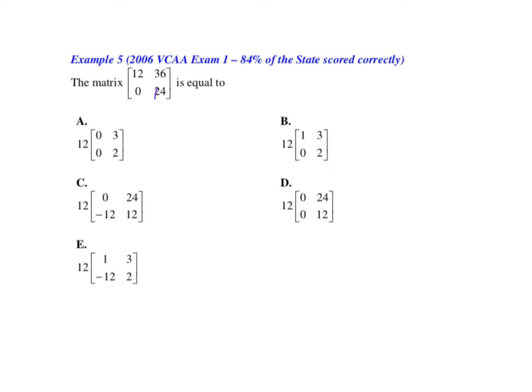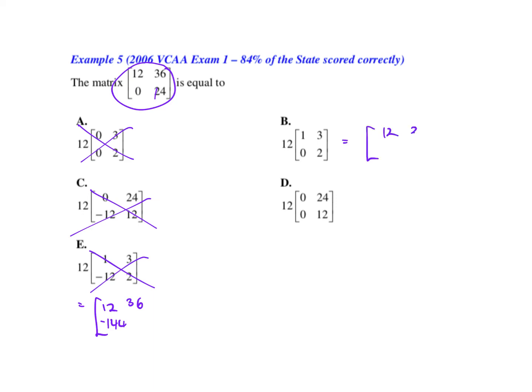Now, it says matrix is equal to. So only whatever's going to produce this matrix when you do a scalar multiplication. So 12 times 0 is going to give 0. So I'll get rid of those ones. I can quickly see that one. So 12 times, this one would work. This would be, at the start, 12. Then 12 times 3 is 36. But 12 times -2 is 144. So that one's not it. What about this one? This one would be 12, 36, 0, and 24. Yep, that's the same. So that one's equal.